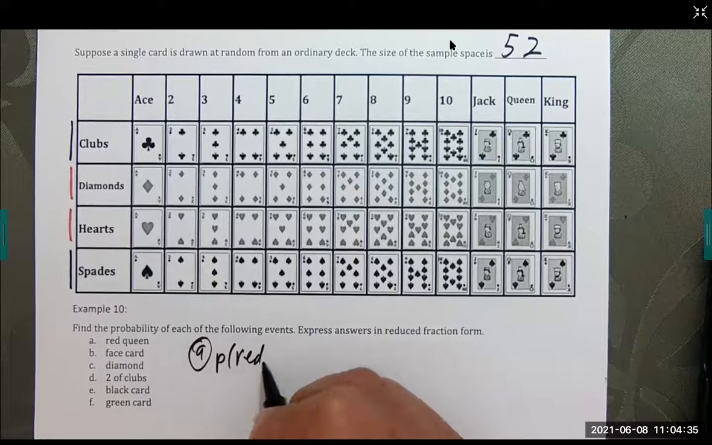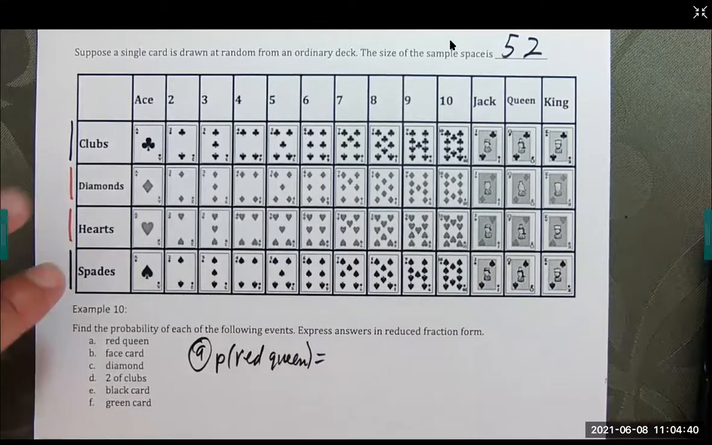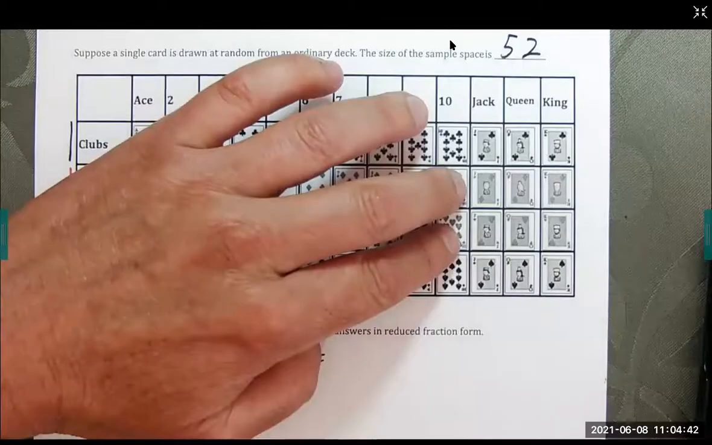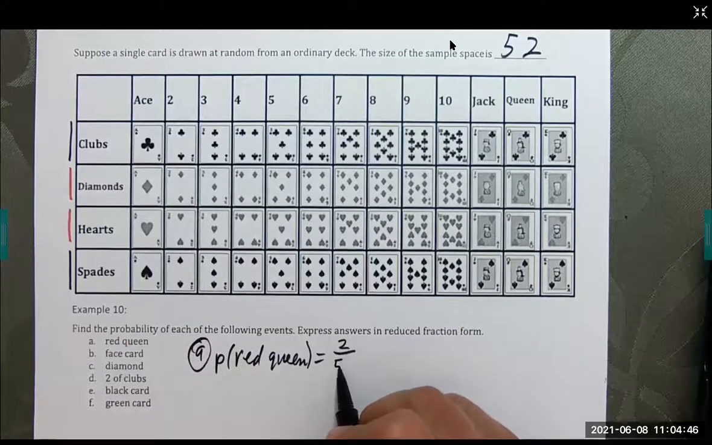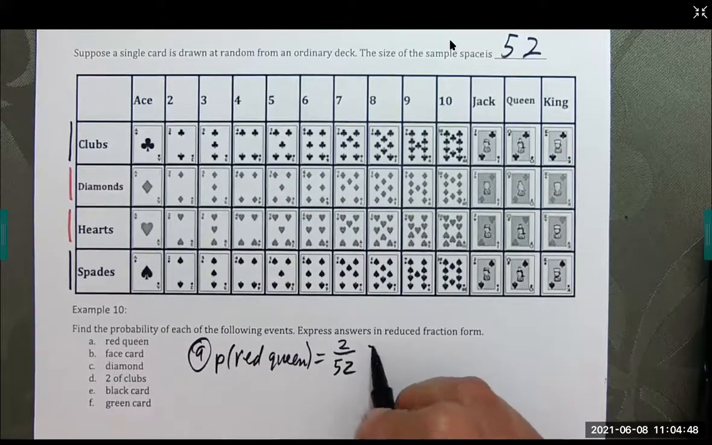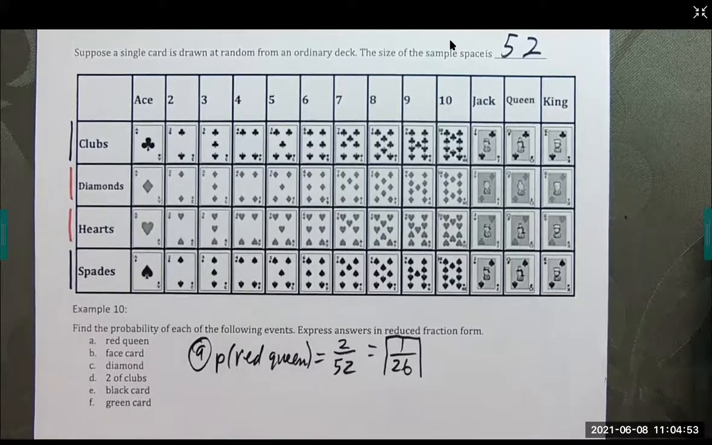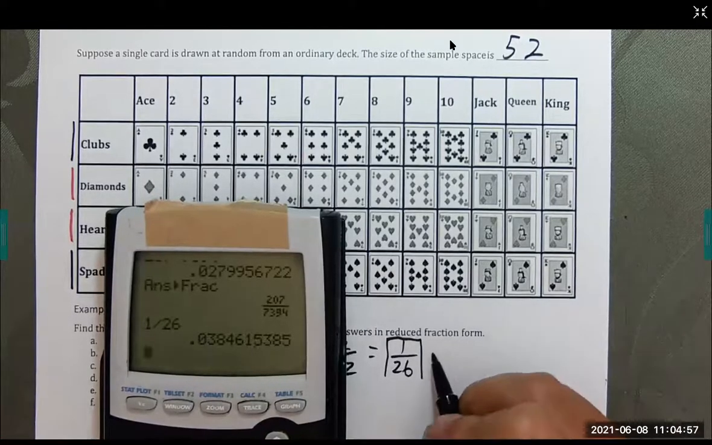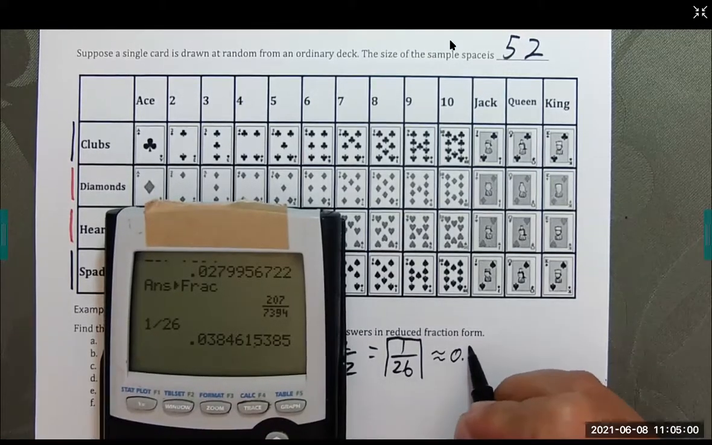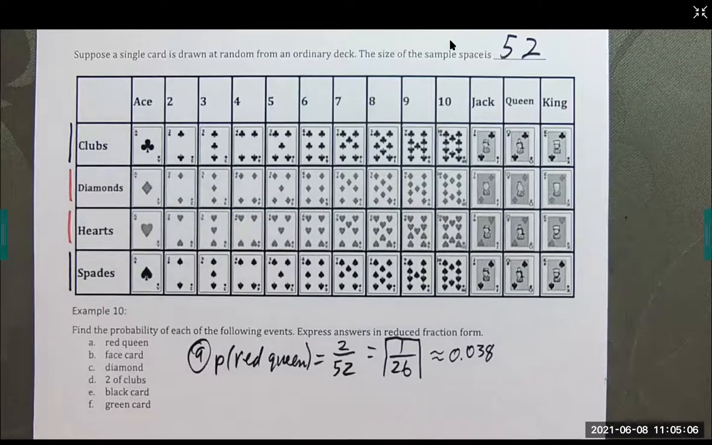The probability of a red queen. Well, here are the reds, and that's going to be a total of 2 queens out of 52. And we want this as a fraction as well, so it's a 1 in 26 chance. And let's see what the decimal looks like there. What that means is that we have about a 3 to 4% chance of getting a red queen, so not so high.